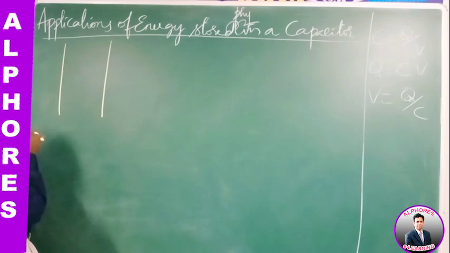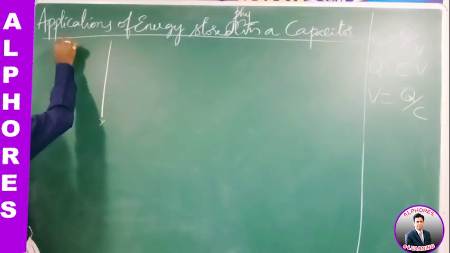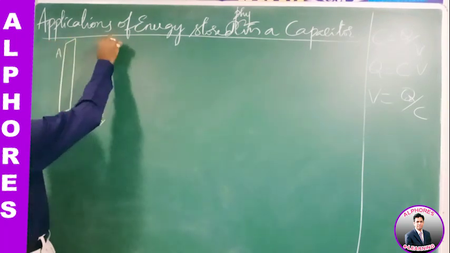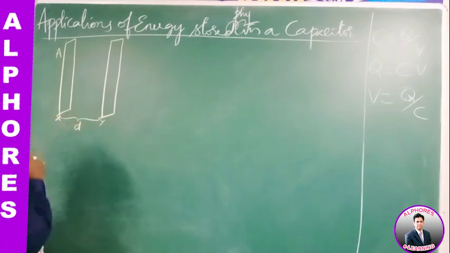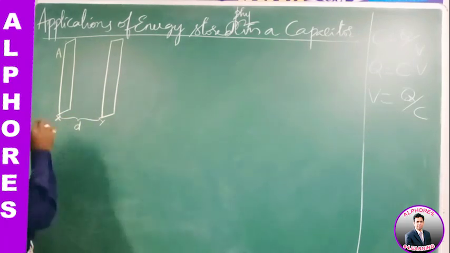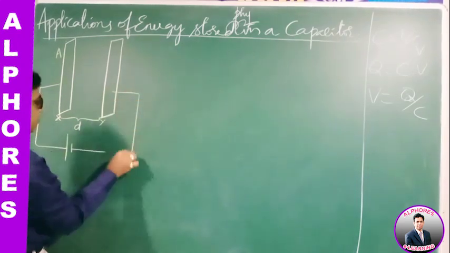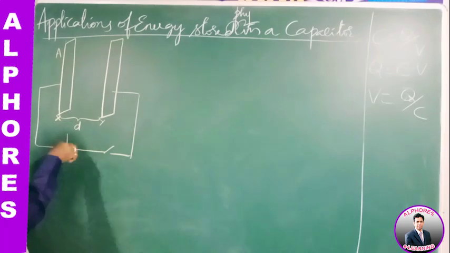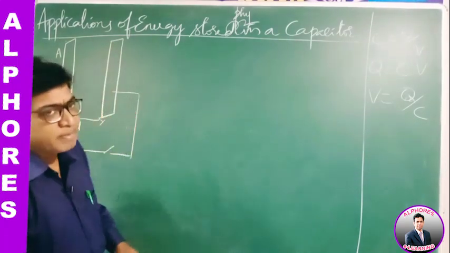These are two plates, let's say X and Y. The area of the plate is A, like this. The distance between the plates is D, right? I am charging this by connecting it to a battery like this. This is a key, this is a battery. So I switch on the key, I charge it. In the process of charging the capacitor, right?